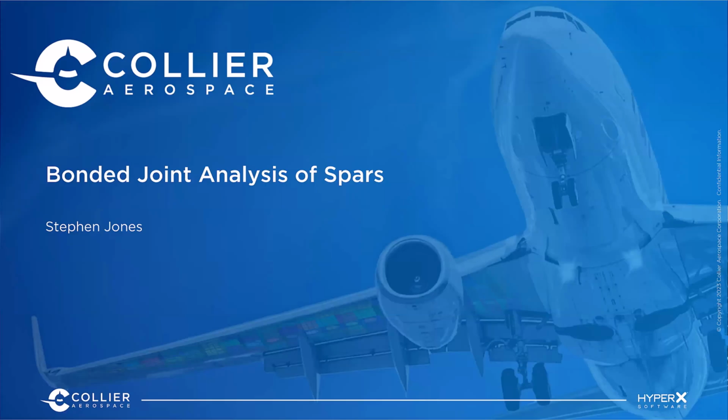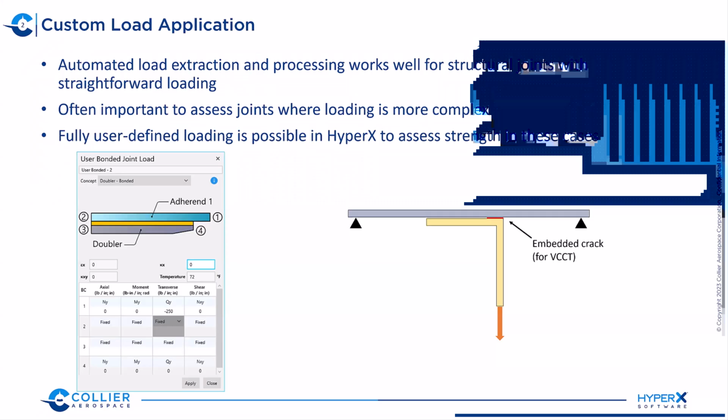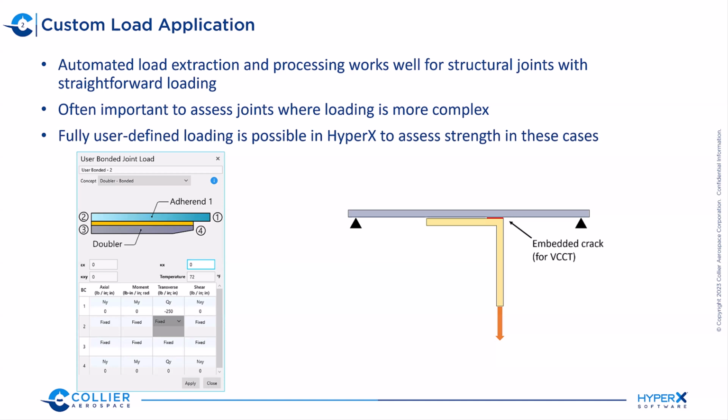I wanted to take a minute to go into a little bit more detail on how to use the HyperX bonded joint analysis tool on structures with more complex loading, for instance, spars bonded to skins, and just show how that process works in the software. So oftentimes we can use the automated load extraction capabilities in HyperX, especially when we have a structural joint where the loading is relatively straightforward.